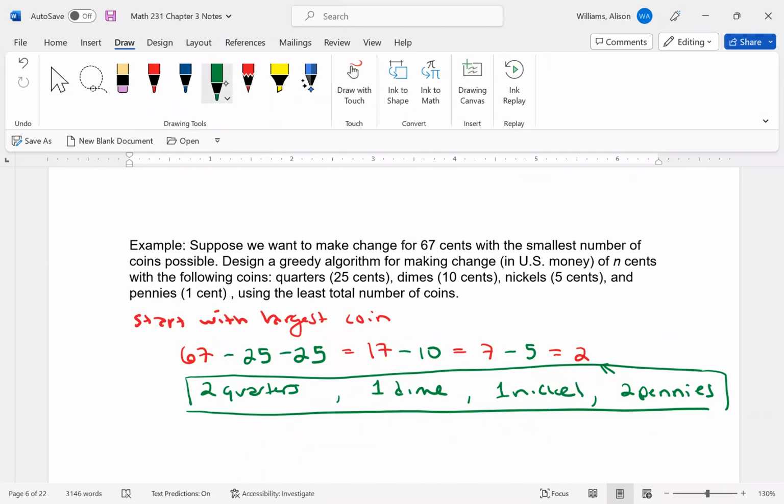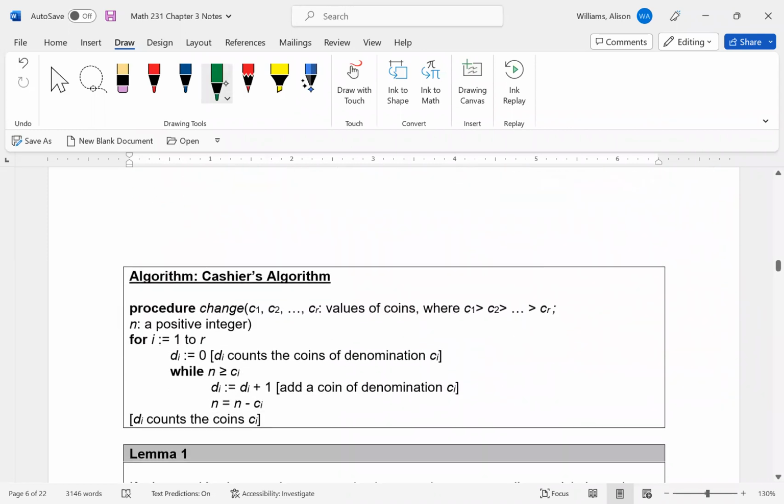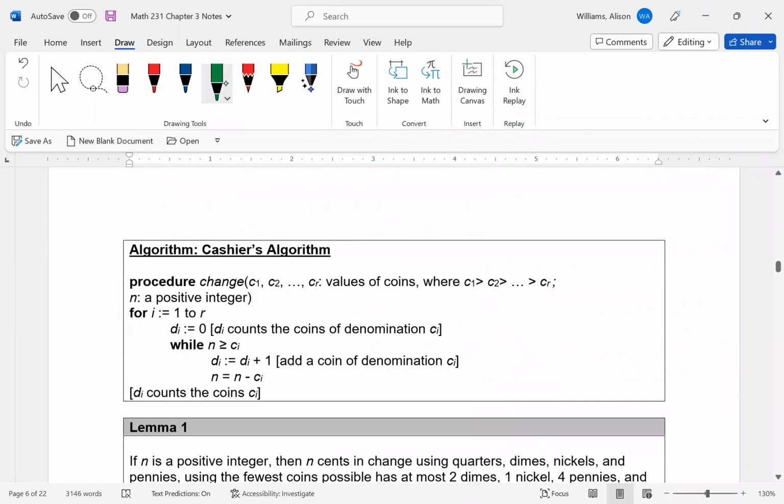Here is the algorithm written in pseudocode using values of coins. This does matter which coins we're working with, and we're going to talk about that. We could say that C1 is quarters, C2 is going to be dimes, C3 is nickels, and C4 is pennies. The values will matter in the sense that you do typically want to go in order. And if you have to skip one, it does cause problems. We'll talk about that in a little bit. But this is the basic setup.